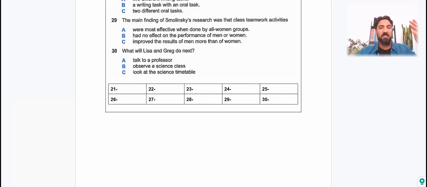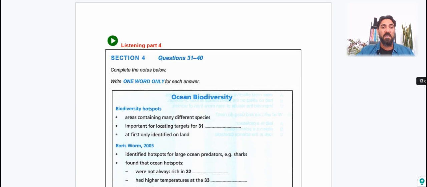So sometimes it's 5 questions, 6 questions, 10 questions in 2 sections or 1 section. So here we have all of them, 10 questions in 1 section. Now, section 4 is the most difficult section for students because it gets more difficult as you go through the sections 1, 2, 3, 4.